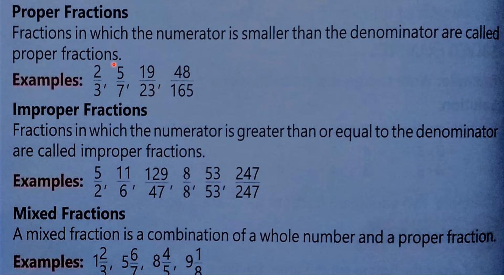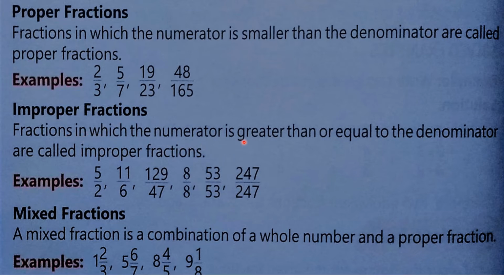Now, proper fraction. Fractions in which the numerator is always smaller than the denominator are called proper fractions. As you can see here, 2 by 3, 5 by 7, 19 by 23, 48 by 165. All numerators are smaller than the denominators. So this type of fraction is known as proper fraction.